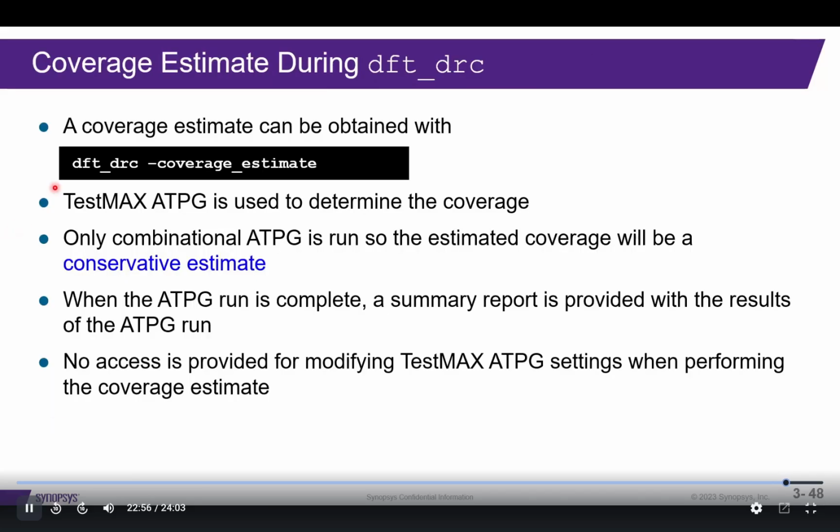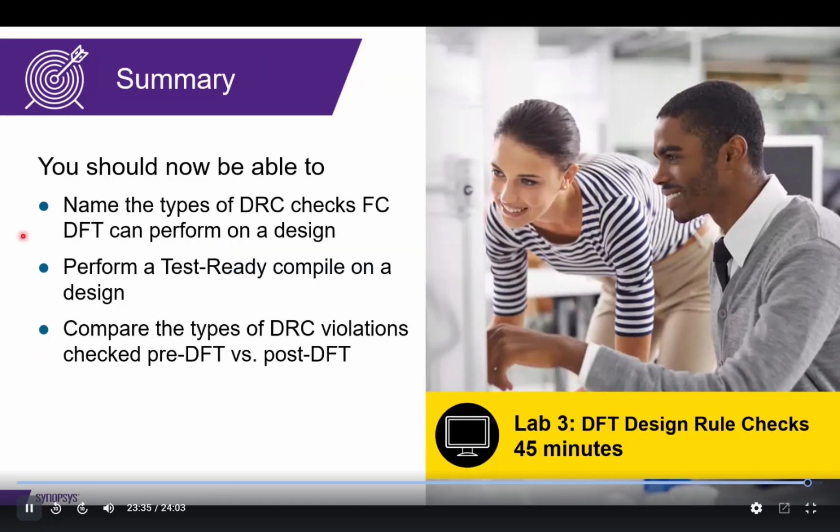The coverage estimate can be obtained using the DFT-DRC-coverage estimate option. When this option is enabled, the tool will run TestMax ATPG to determine the coverage. Only combinational ATPG is run, so the estimated coverage will be a conservative estimate. A summary report will be provided with the results of the ATPG runs. There's no access for you to modify TestMax ATPG settings when performing the coverage estimate.